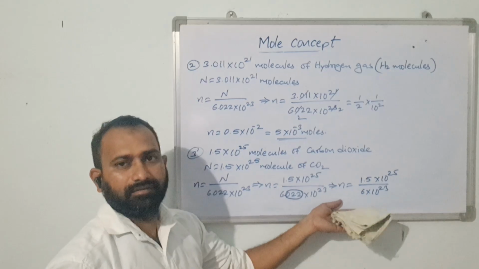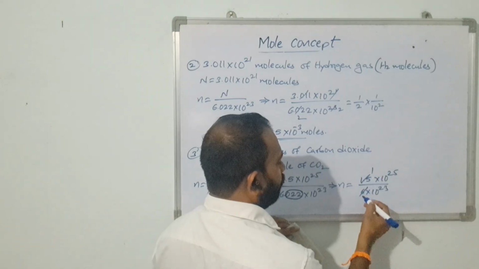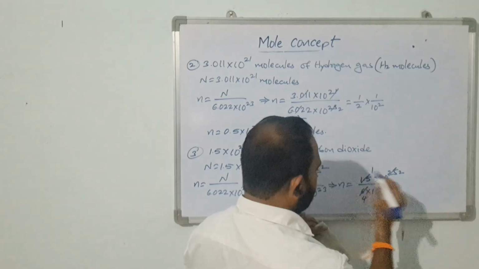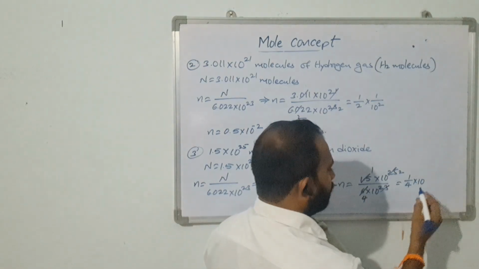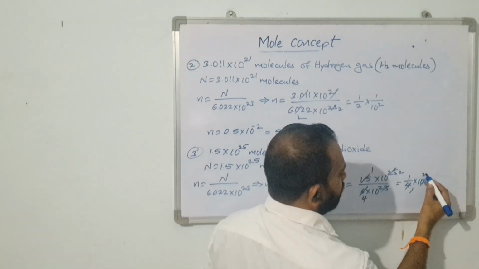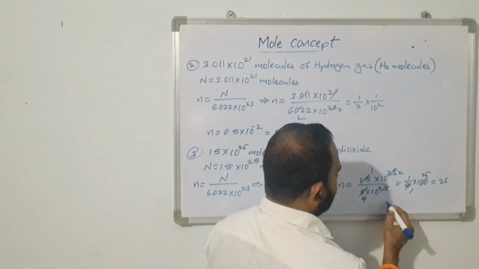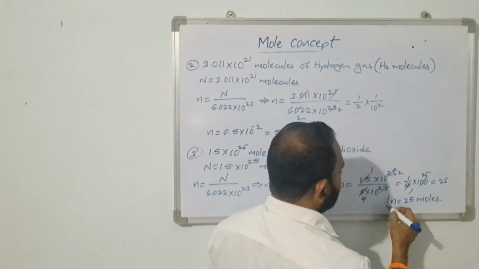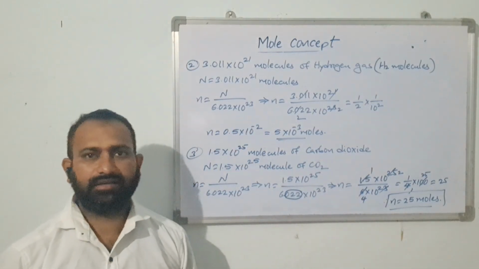Okay, now this calculation is simplified. 1.5 ones, 1.5 fours. Understood, children? And 10 power 25 by 10 power 23 we get 10 square, that equal to 1 by 4 into 10 square. 10 square is nothing but 100 now. So 100 divided by 4 gives 25. Understood, children? So finally we get here number of moles is 25. So in this way we can simply calculate number of moles when number of particles are given.